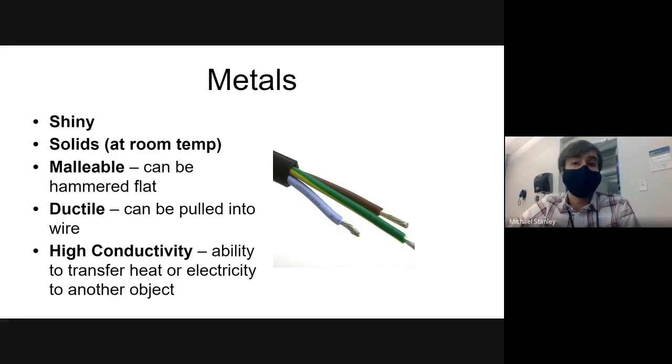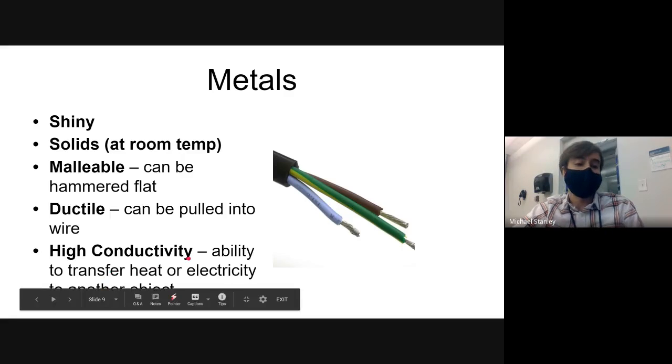So this is the reason why all of your cookware is probably made out of iron or aluminum or some combination of the two, maybe copper. Because when you put it on the stove, you want the heat coming off of the stove to go really quickly into your food that you're cooking. And so the conductivity of metals allows you to do that.